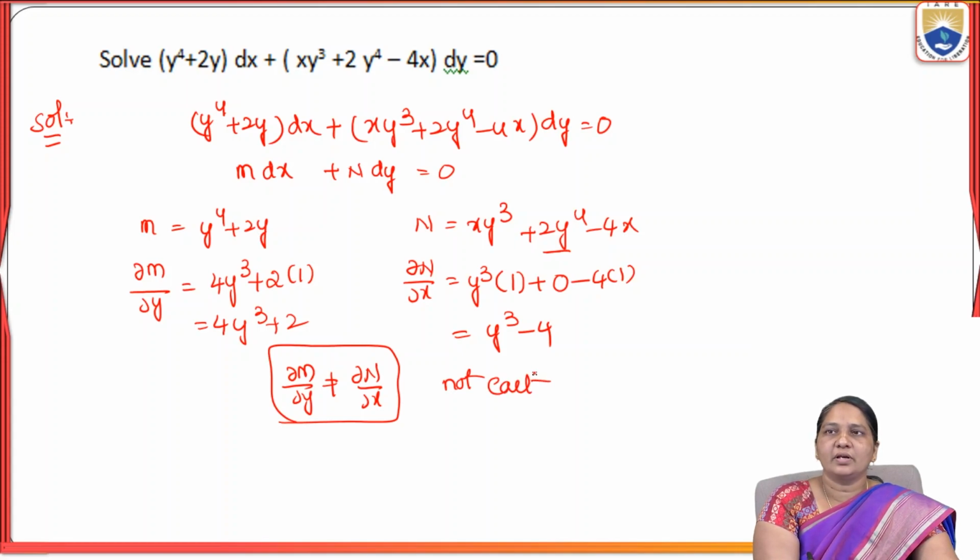This is not an exact differential equation. So what we are going to calculate now is based on method 5: ∂N/∂x minus ∂M/∂y. This value I am going to calculate now. The value of ∂N/∂x is y³ − 4, minus the value of ∂M/∂y, which is −(4y³ + 2), divided by M.